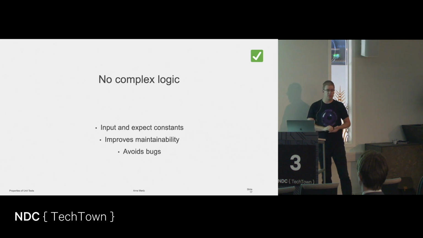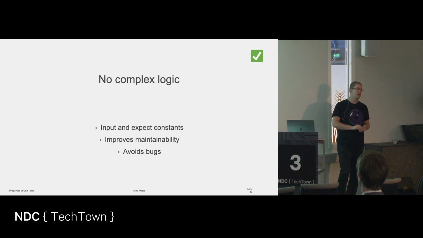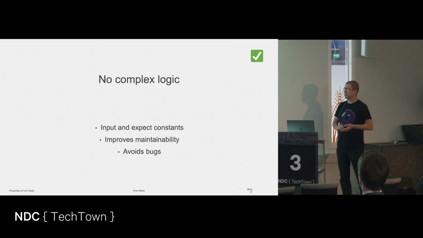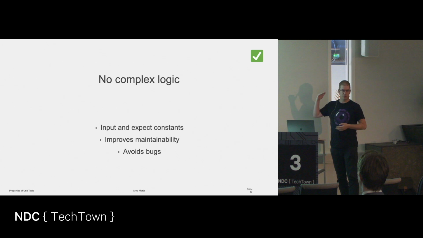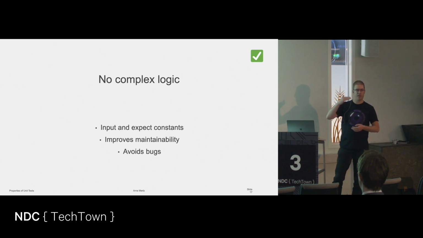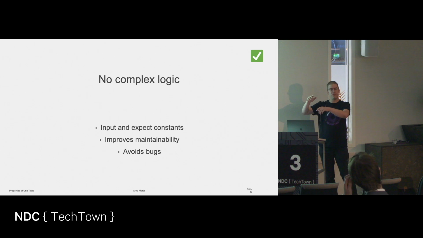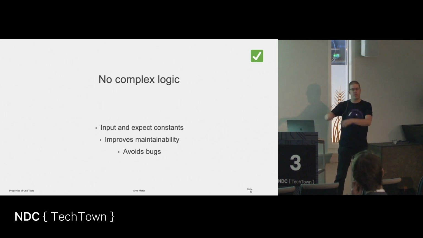Don't have too complex logic in there. If there are if and else and stuff like that in your unit tests, maybe those are just different test cases. If you boil it really down, just input constants and expect constants out of them. Don't just say, well, I have this bunch of constants, and if this constant is even, or if this constant is divisible by 5, then I want to have this behavior and that behavior.